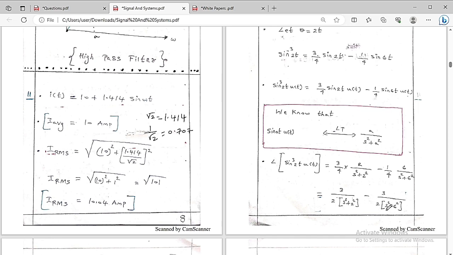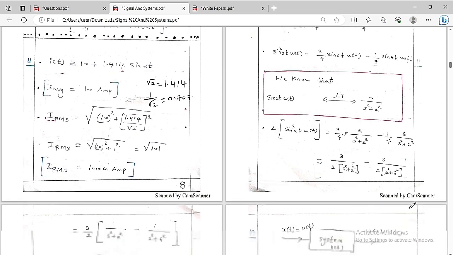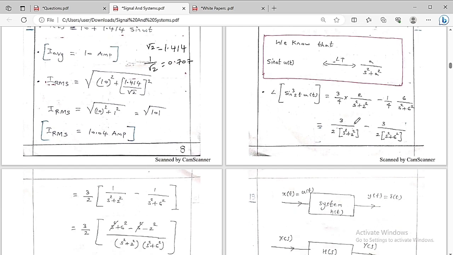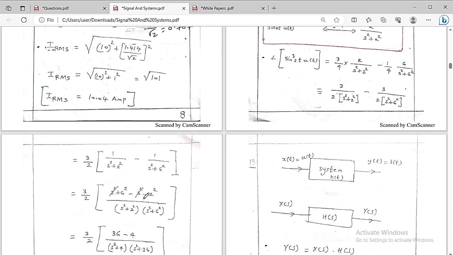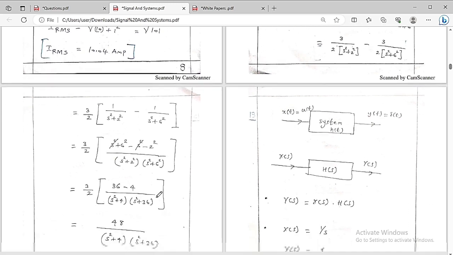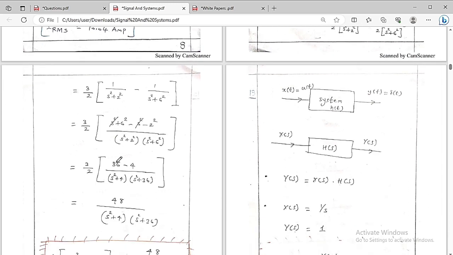So we are going to get 3 by 2 into s square plus 6 square. So 3 by 2 is the same, and taking both these terms common, 3 by 2 into 1 by s square plus 2 square minus 1 by s square plus 6 square. Now I am going to take the LCM, s square plus 2 square into s square plus 6 square. The numerator will be s square plus 6 square minus of s square plus 2 square. So the minus goes inside: minus s square minus 2 square. The s squares cancel. 6 square is 36 minus 4.